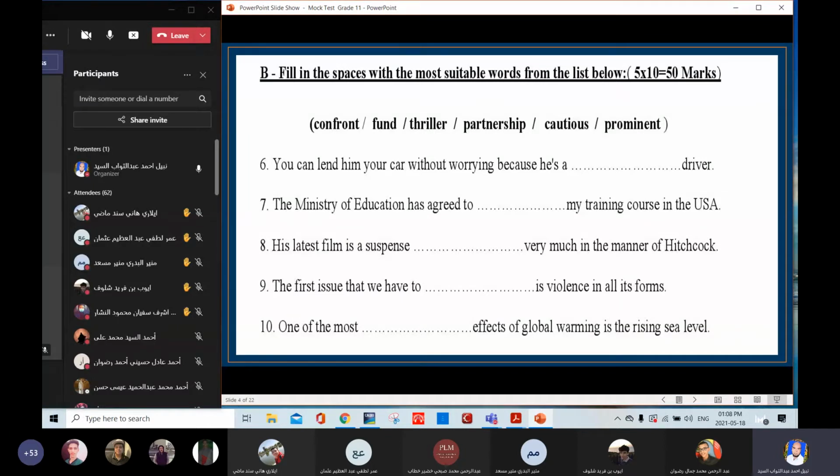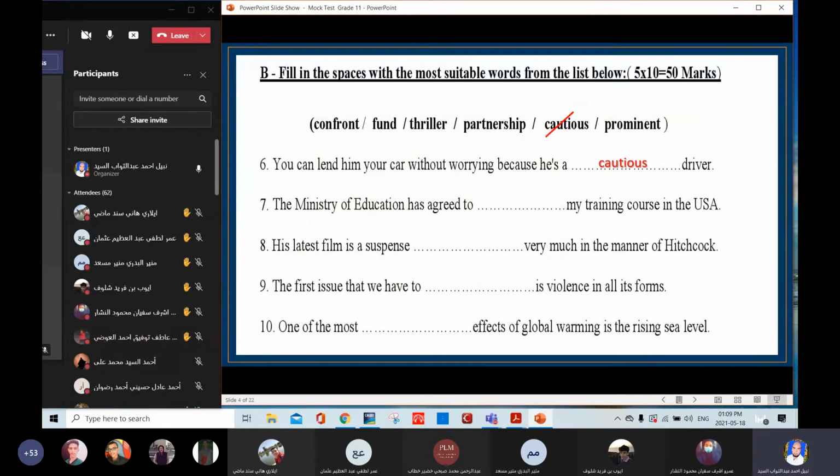Yes, Nashar. You can lend him your car without warning because he's a cautious driver. Here you need an adjective. Very good. Cautious means careful. Thank you. Okay, number 7: the Ministry of Education has agreed to fund my training course in the USA. Has agreed to should be followed with an infinitive verb.